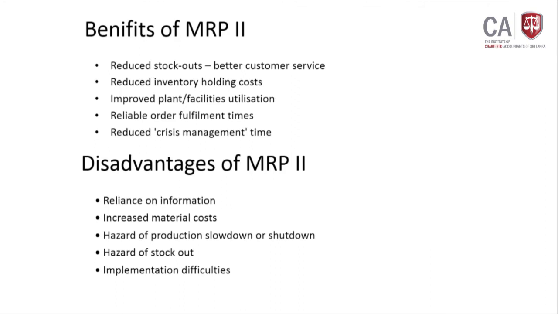Reduce crisis management time. There can be crises like you don't have the materials, you don't have space to keep the inventories, and you don't have space to keep the finished goods. So many crises can happen in the manufacturing environment if you do not have MRP 2. So crisis management is also done in MRP 2. It is manageable now, so there is a benefit.